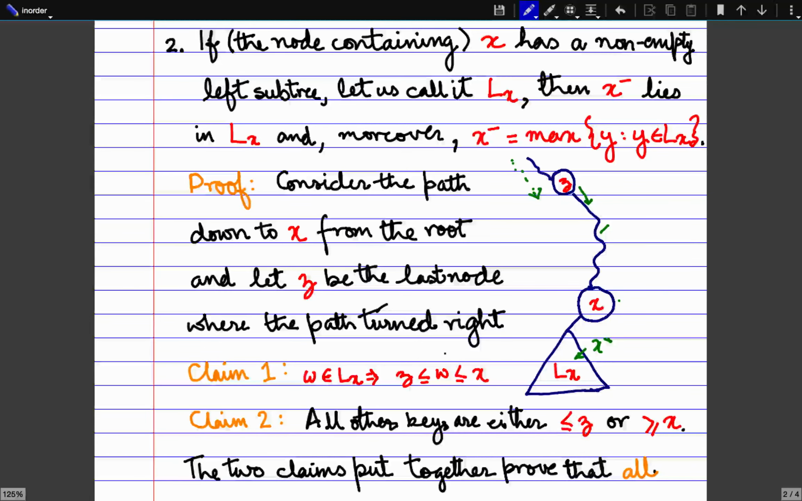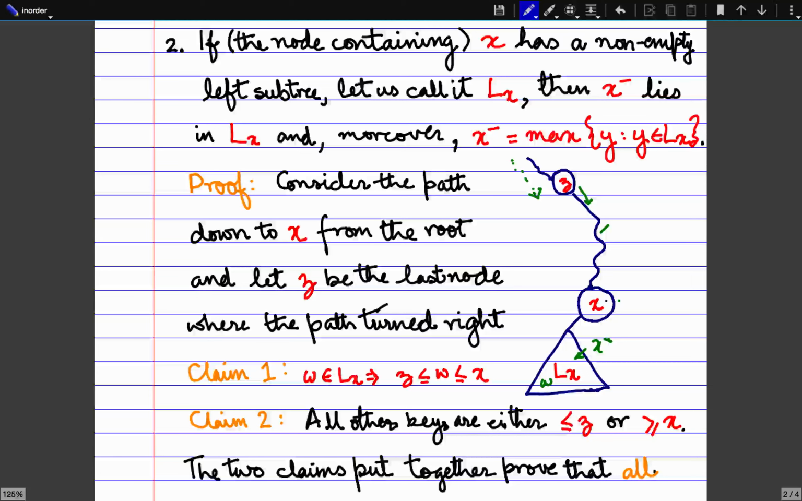So now I have two claims. First claim is that if W is in Lx, then Z is less than or equal to W is less than or equal to X. That is, any W which lies in Lx lies between Z and X.